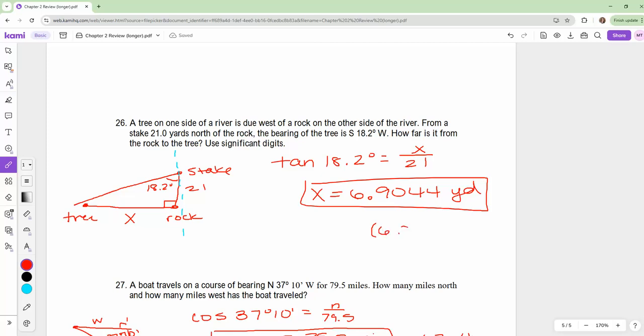If I'd said significant digits, you would say 6.90. So if you don't say significant digits, you do not want it in significant digits. I won't count it wrong if you give them to me anyway, but they're not my favorite, they're not as accurate, so I don't use them on every problem.